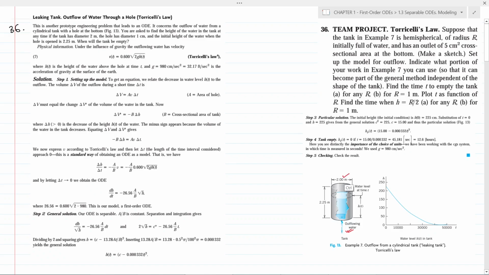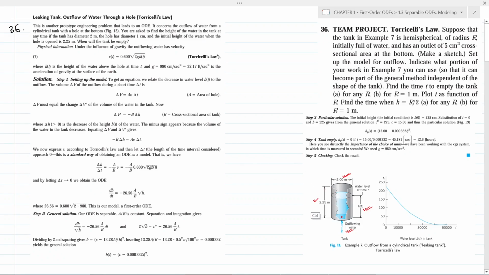So it is given that the tank has a diameter of 2 meters and the problem is asking to find this h of t, that is water level in the tank at any time t. It is also given that the hole has a diameter of 1 centimeter, that is this small hole through which water is leaking out has a diameter of 1 centimeter, and the initial height of the water when the hole is opened is 2.25 meter.